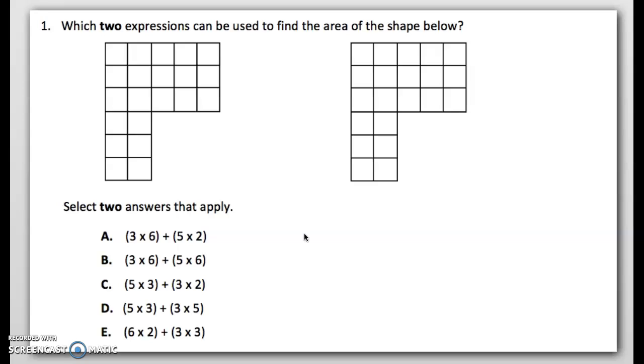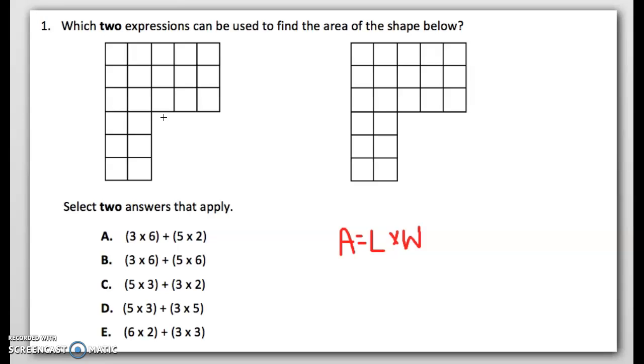Now, if you watched Wednesday's video, we're going to use the same strategy of splitting up this irregular shape into two rectangles to see how we can find the area, which we know the formula for area is length times width. Now, take a second, pause the video, and see which two ways we can split up this shape.